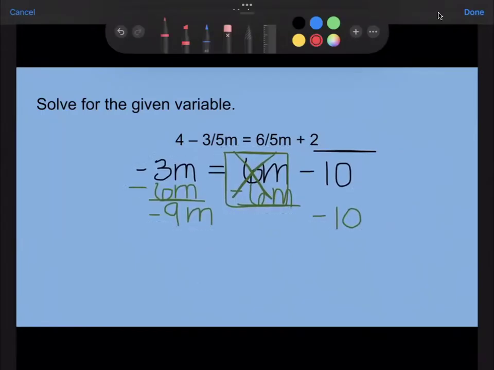Now what I need to do is get that negative 9 away from m so that I can see what m is equal to. The opposite of multiplying m times negative 9 is to divide it by negative 9 on both sides. Cancel those 9s. m equals negative 10 over negative 9. A negative divided by a negative is a positive. So this answer is actually going to be positive 10 over 9. Or I could rewrite that as a mixed number because it's an improper fraction, which would be 1 and 1/9. So either 10 over 9 or 1 and 1/9.